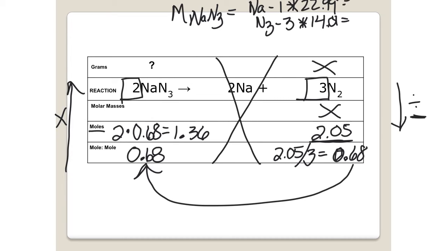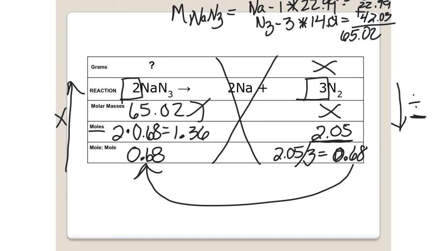And so we'll end up with 22.99 plus, if we do the math with our nitrogen, 3 times 14.01, which is going to give us 42.03. And then we add those together. So we know that the molar mass of our NaN3 is 65.02. So that's what's going to go right here, 65.02.